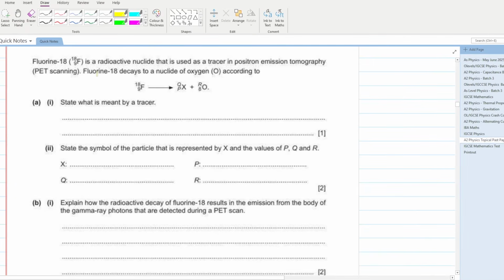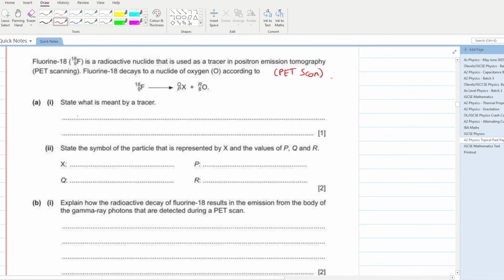So let's see this question. Fluorine 18 is a radioactive nuclide that is used as a tracer in positron emission tomography. So basically this is a PET scan that we have studied in chapter number 13 in medical physics. Fluorine 18 decays to a nuclide of oxygen according to this formula.